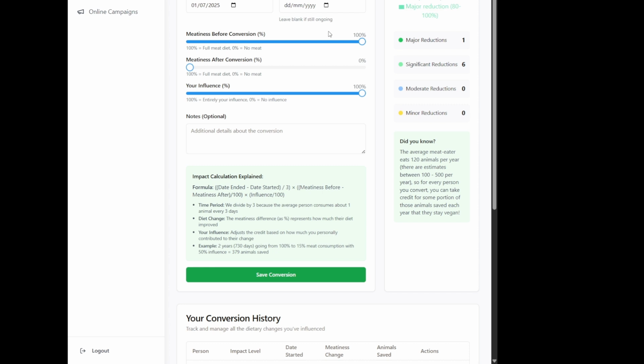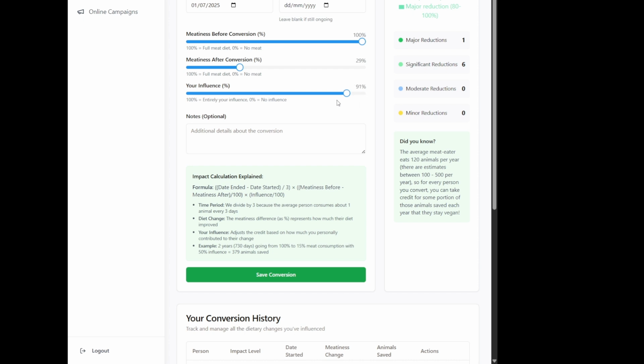And then people that you've got to go vegan. So you've got the date that they started, the date that they ended if they did end, or leave blank if ongoing, right? And then how meaty their diet was before and after. So this is going fully vegan. This might be going vegetarian, for example. And then also how much you influenced them.